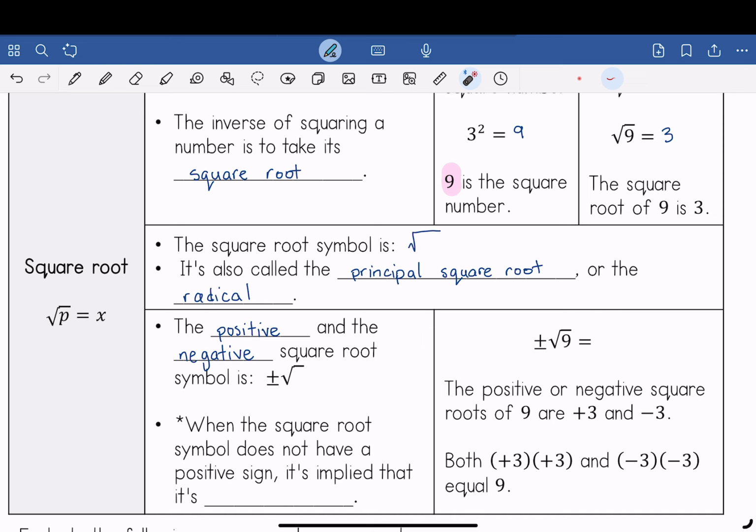Therefore, your answer will be, if you look here to the right, positive or negative 3, because the positive or negative square roots of 9 are. So there's two ways you can get the square root of 9. Positive 3 times positive 3 will give you positive 9. And also negative 3 times negative 3 will give you positive 9. So going back to the left side here, when the square root symbol does not have a positive side, it's implied that it's positive.